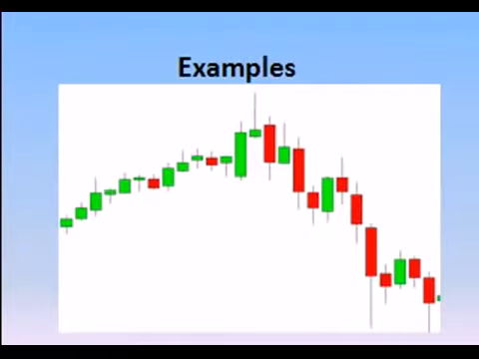Let's look at 2 examples. Firstly, in the 5-minute gold chart, we have an uptrend leading to a green shooting star candle right at the top. The upper shadow or tail is greater than 2 times the range of the real body, showing a bearish rejection of higher prices. Confirmation with price trading below the low of the shooting star candle here, leading to a change to a downtrend.